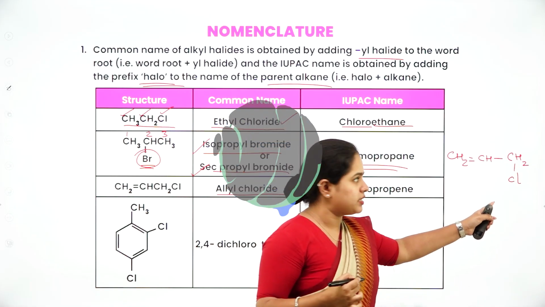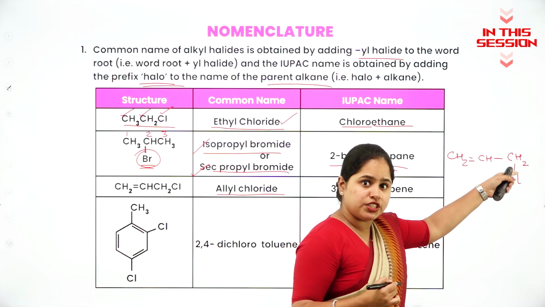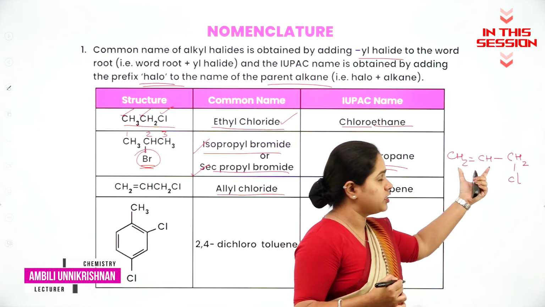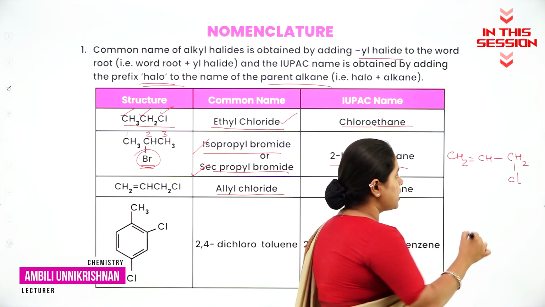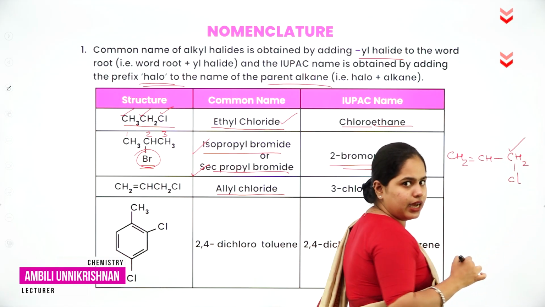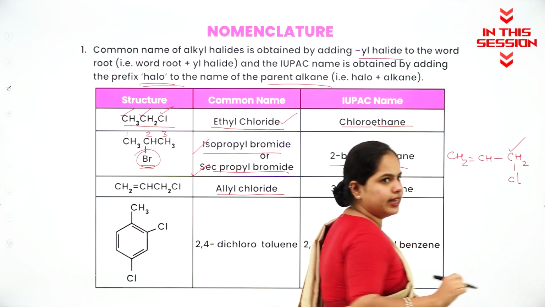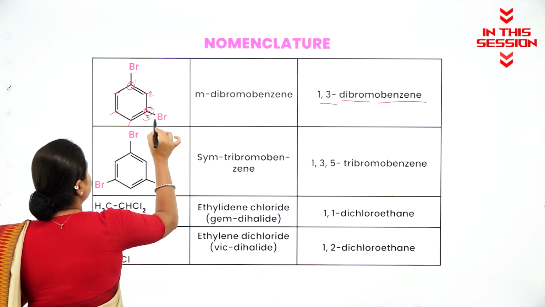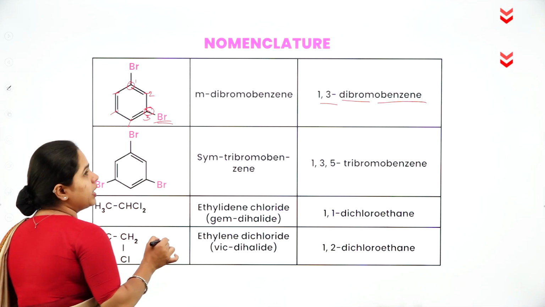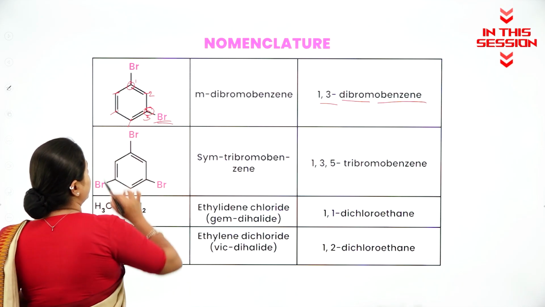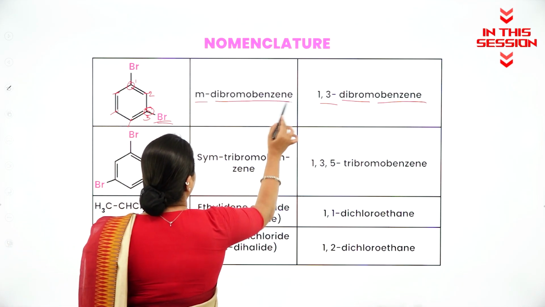So the chlorine is present in this carbon atom, which is adjacent to a carbon atom which is a part of a double bond. So this carbon atom is called the allylic carbon and this is called an allylic halide. So where is the bromine atom present? The next one, it is present in the meta position corresponding to this one. So it is also called meta dibromobenzene.